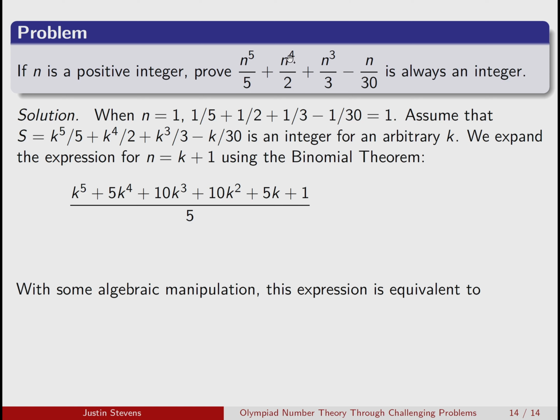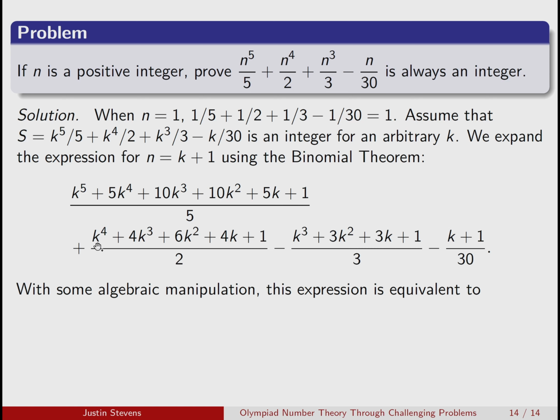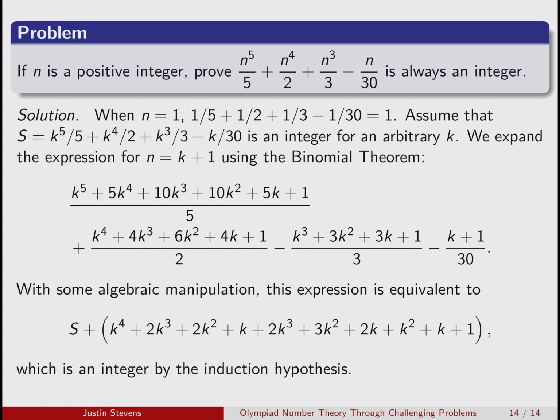And now we're going to expand k plus 1 to the 4th power and k plus 1 cubed. For k plus 1 to the 4th power, we get k to the 4th plus 4k cubed and so forth. And for k plus 1 cubed, we get this expression here. And we can now do a whole bunch of algebraic manipulations, and we see that this expression is actually equivalent to s plus a whole bunch of terms here that are all in terms of k, but because k is an integer, we know that all of these terms will be integers as well. So therefore, this is an integer by the induction hypothesis, and we prove that this tricky expression is always going to be an integer.